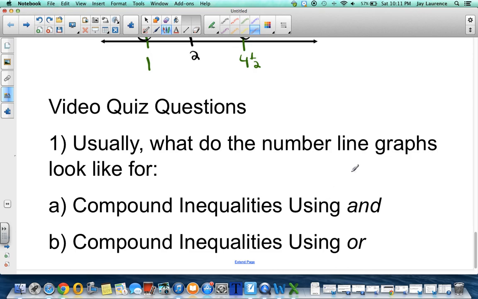It's only 2 questions, really. Usually, what do the number line graphs look like for compound inequalities using and, and then compound inequalities using or?